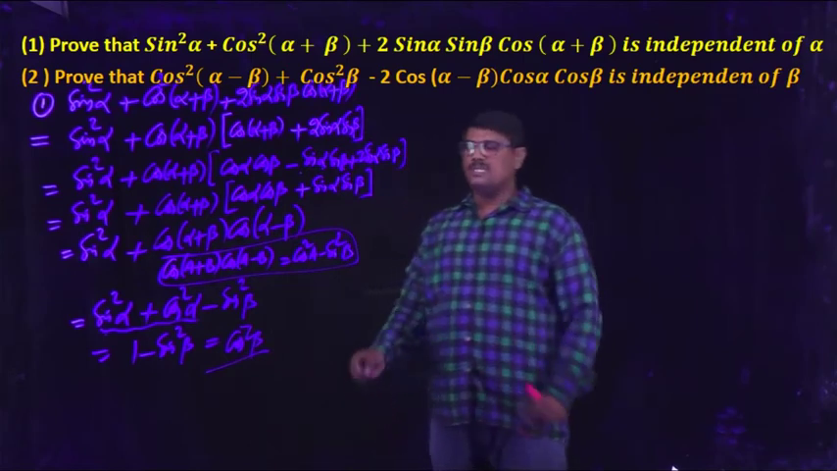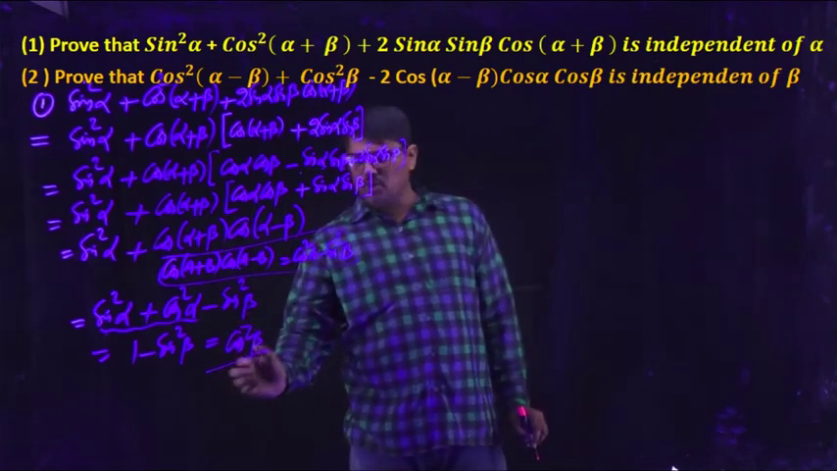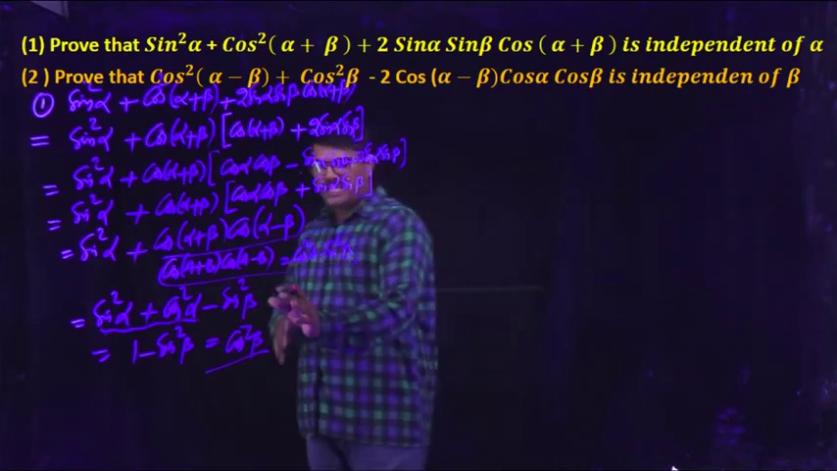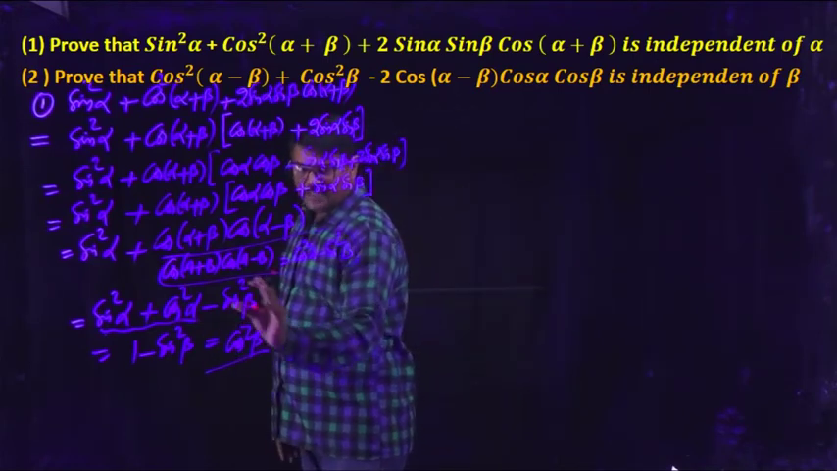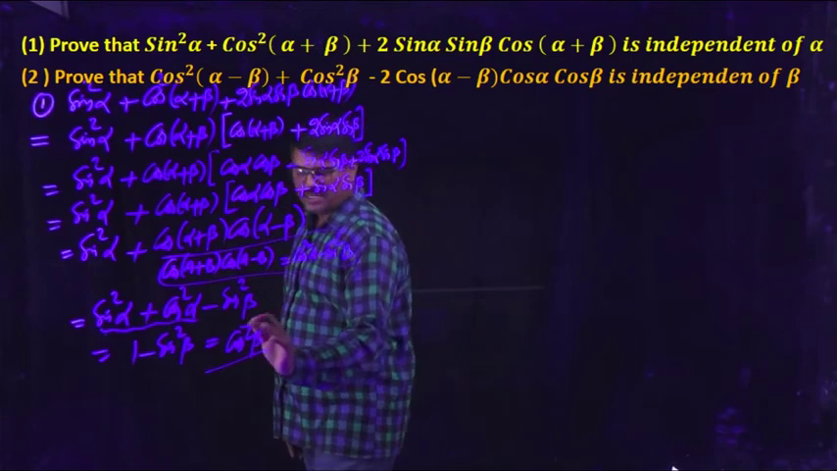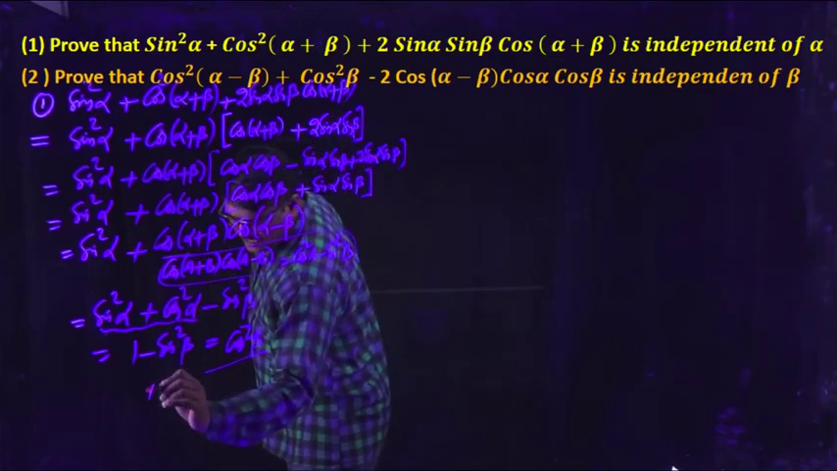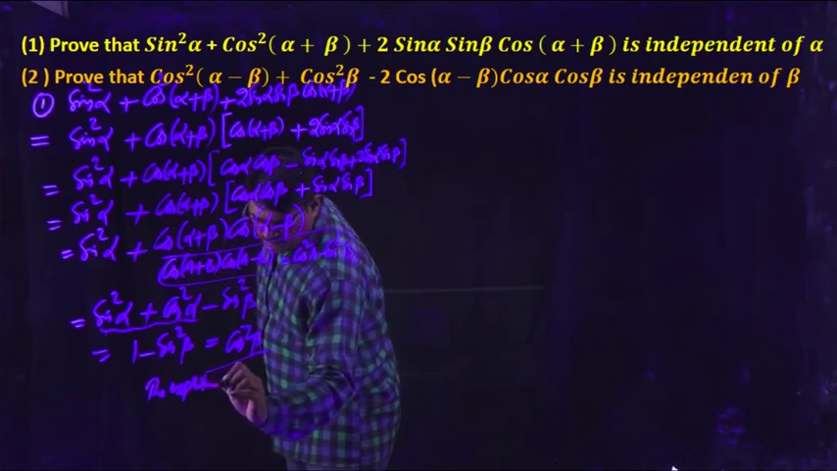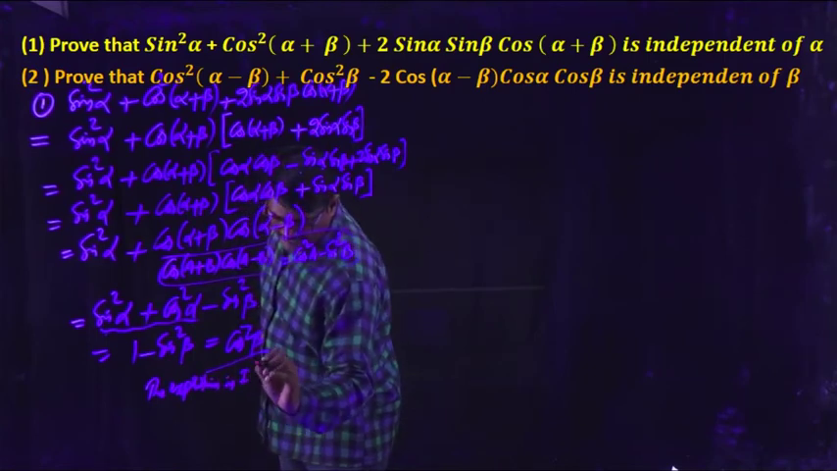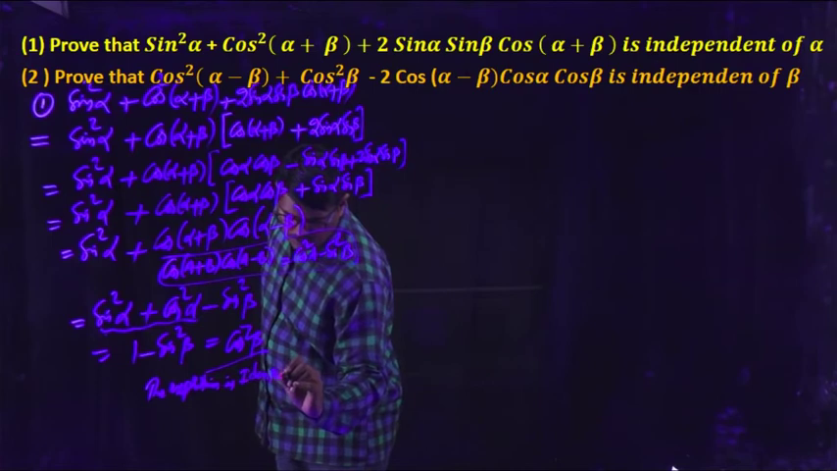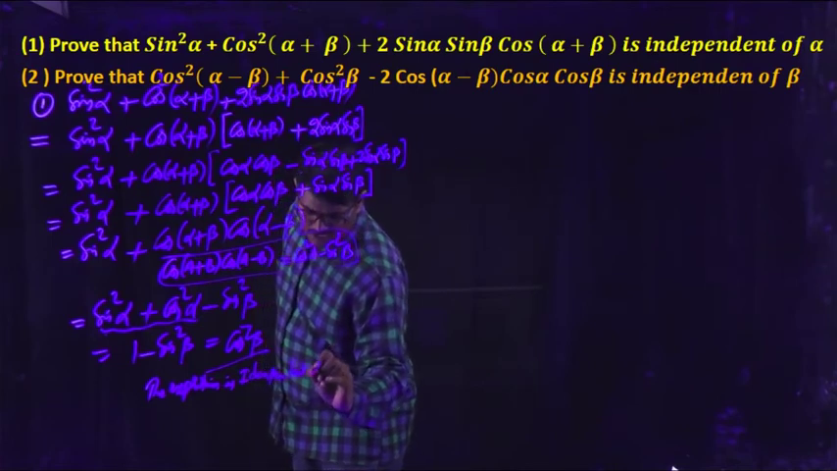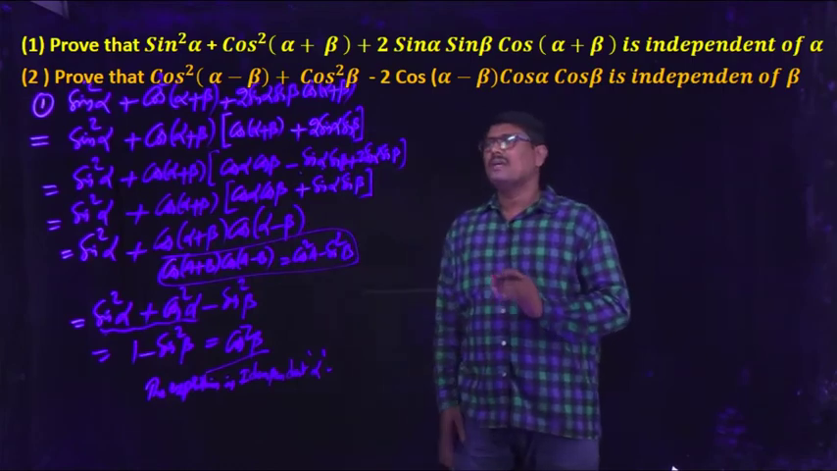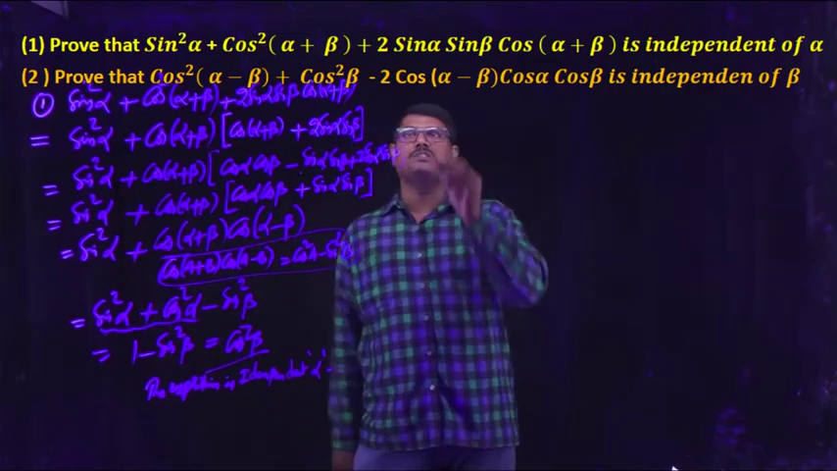And you can observe in the final answer, it is only in terms of beta, there is no alpha. So since the answer of the expression is only in terms of beta, you can say that the expression is independent of alpha. You can state the conclusion like that. In the same manner, you can try the second one also.